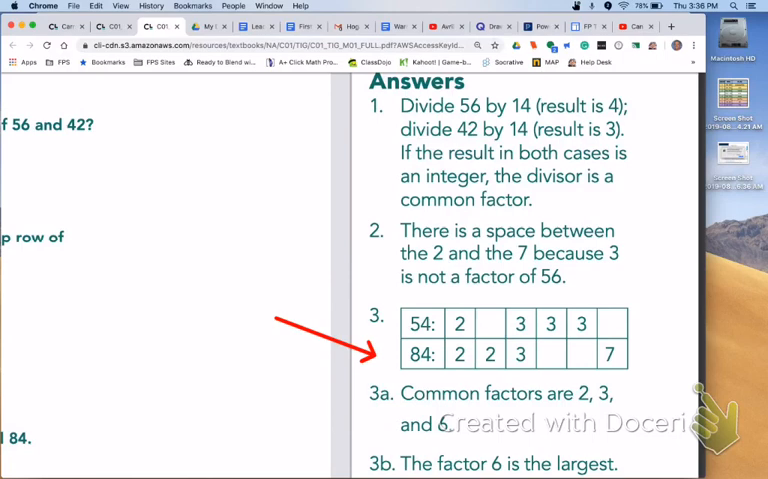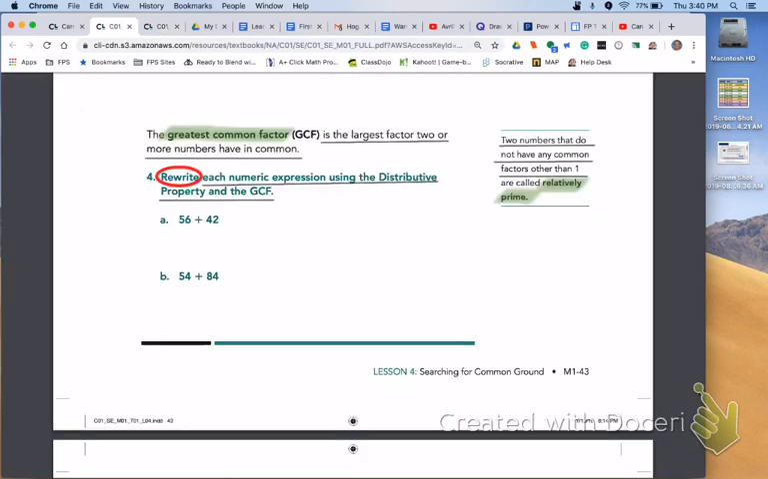For number 3, letter A, the common factors are 2, 3, and 6. And for number 3, letter B, the factor 6 is the largest. The greatest common factor is the largest factor two or more numbers have in common. Two numbers that do not have any common factors other than 1 are called relatively prime. Please answer number 4 with your group.